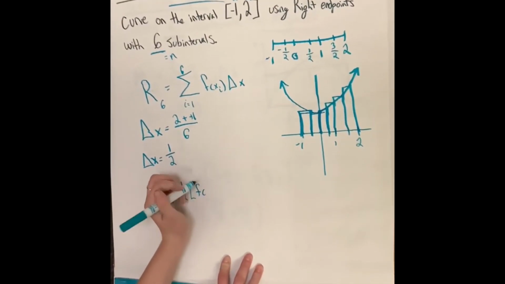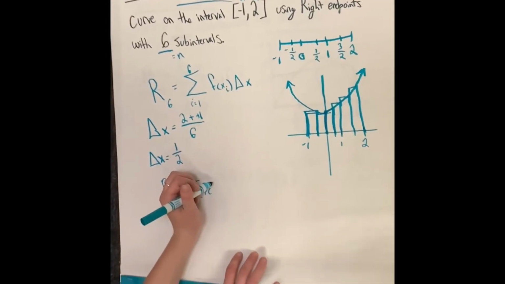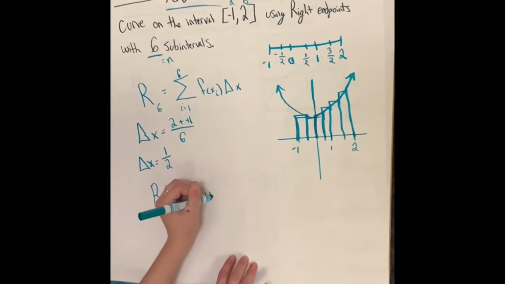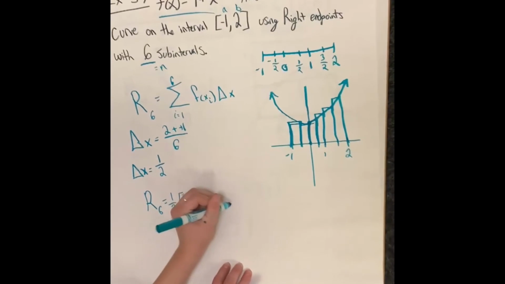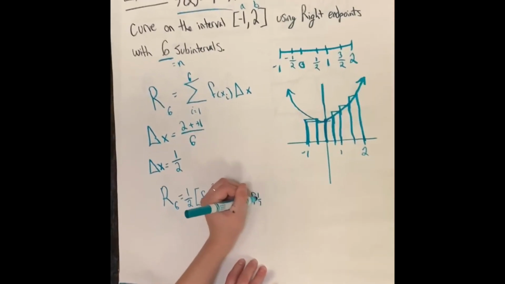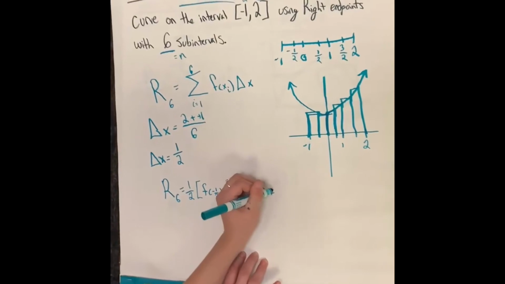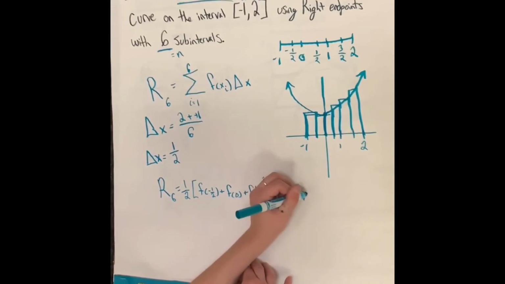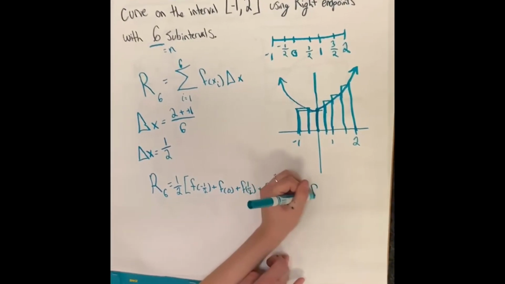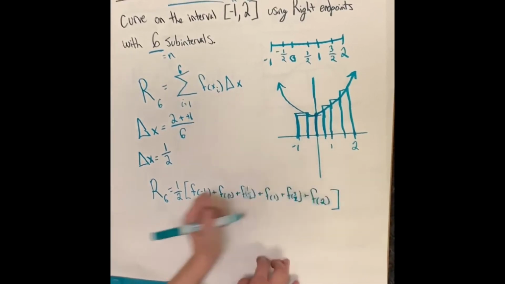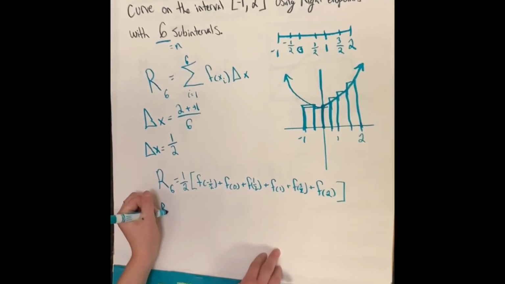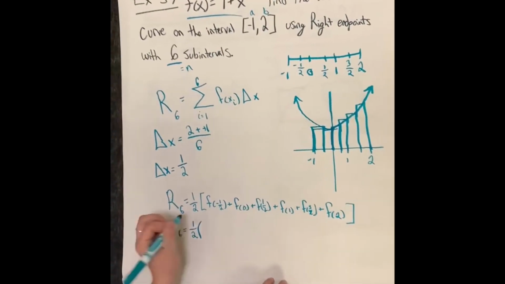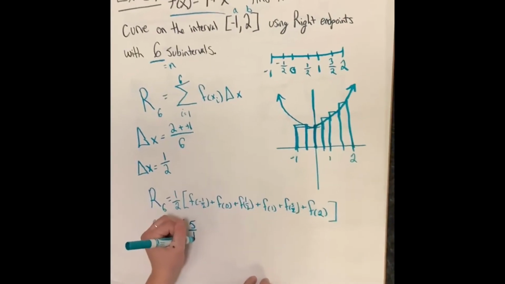So now R6 equals change of x, which is 1/2, times f of negative 1/2, plus f of 0, plus f of 1/2, plus f of 1, plus f of 3/2, plus f of 2. So these are a lot of our subintervals because we need 6 in this problem. Now, as you can see, there's actually 7 different points up on that line, but we only need 6 of them because we're doing it from the right. Now R6 equals this, and then we need to find what each of these are on a graph.